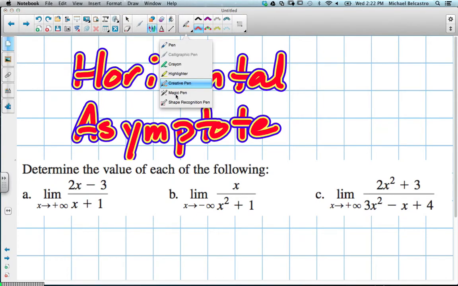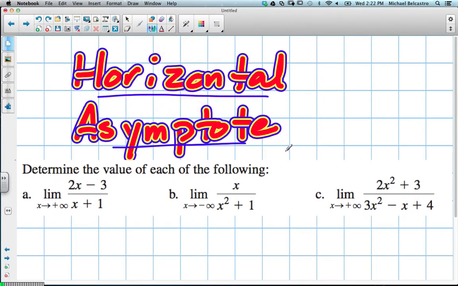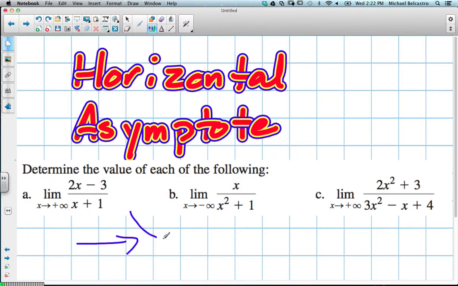Okay, so we're looking at horizontal asymptotes. We have three questions here. We'll start with the first one. We're going to evaluate the limit as x approaches infinity, which will help us discover if there is a horizontal asymptote or not. So as our x value goes ever greater, is there any value that's stopping it from reaching anywhere?